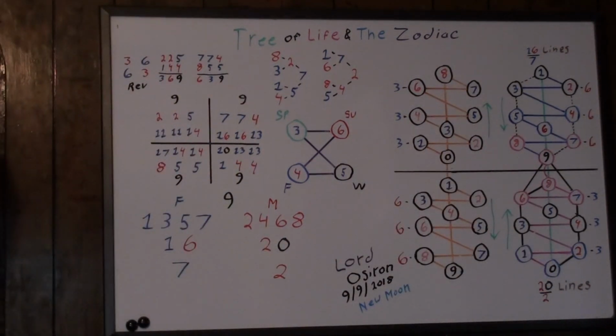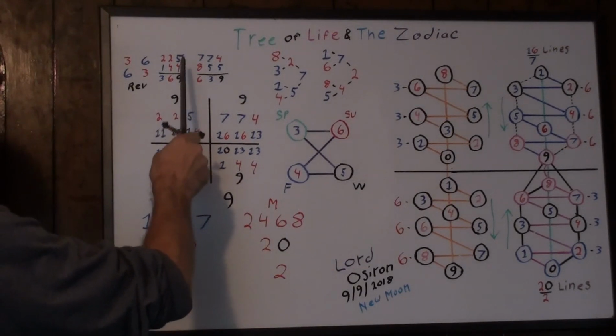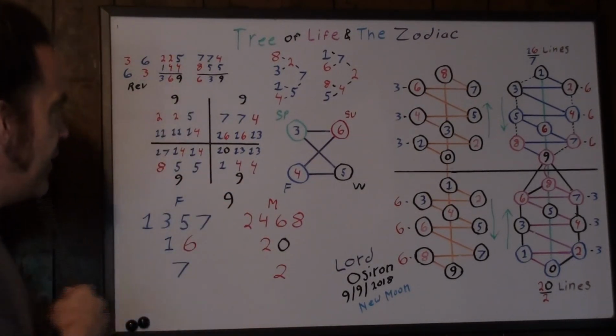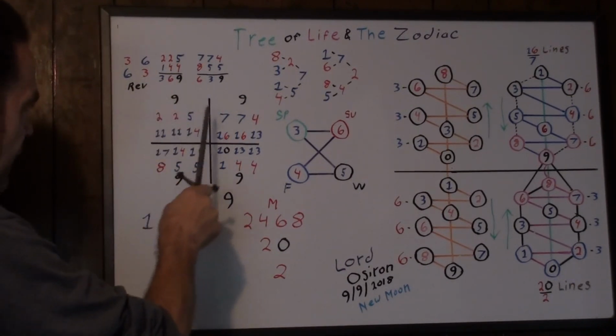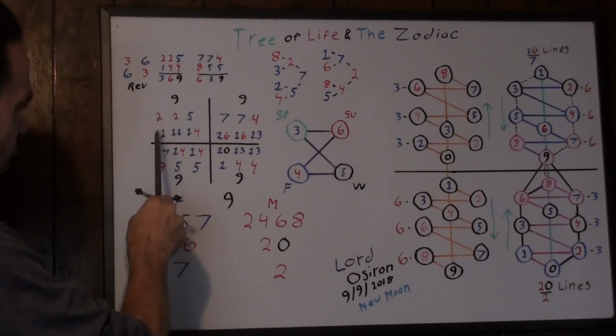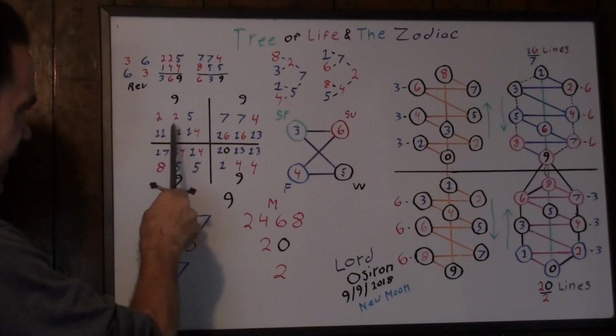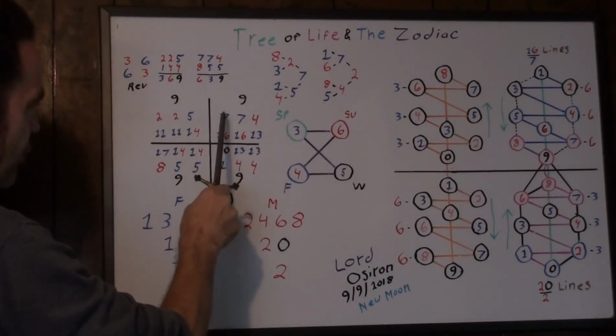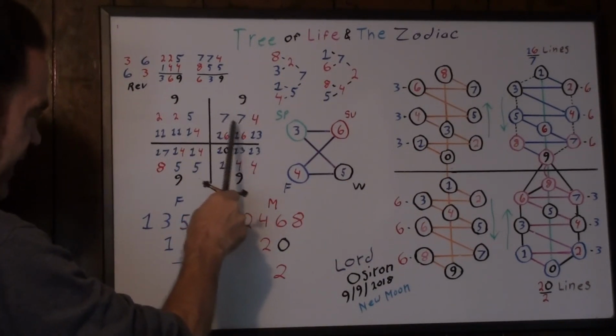Now over here, I'm just getting back to this. These numbers, you're going to notice something powerful with these numbers, is that on this tree, the pillar of Boaz and the middle pillar form the same exact number. Okay. On this tree here, the pillar of Boaz and the middle pillar are the same exact number.